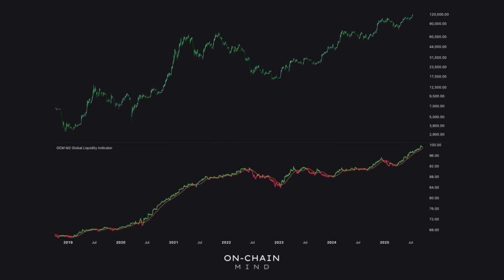Before we jump into the specifics, it's important to understand what we're actually measuring when we talk about liquidity. Global liquidity isn't just one simple number. It's a complex mix of different money supply metrics that capture how much capital is circulating in the economy at various levels. Getting this right is crucial because it directly impacts asset prices, especially ones like Bitcoin. So let's start by breaking down the most commonly referenced money supply metric out there.